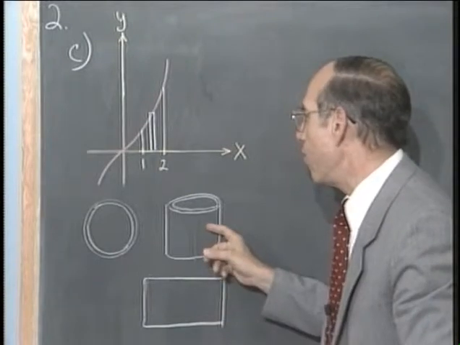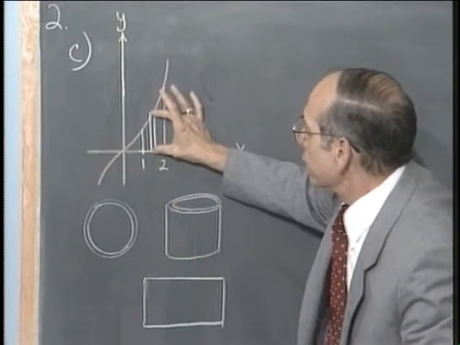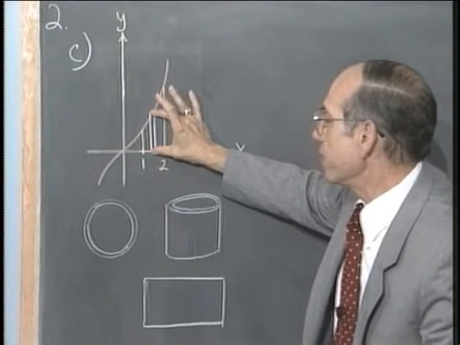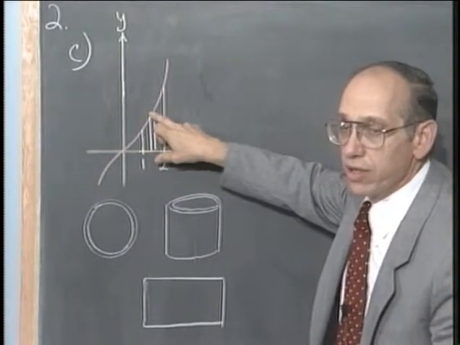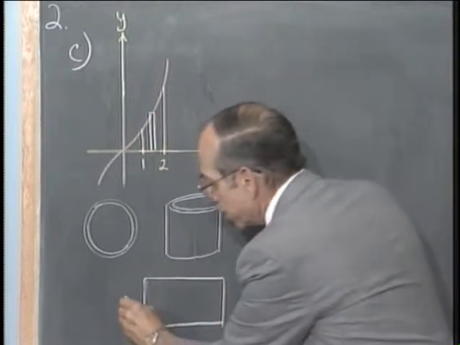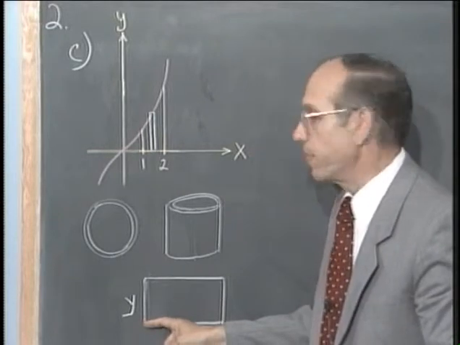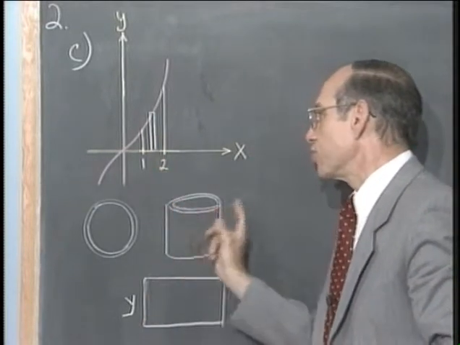Okay? How high is the cylinder? Well, if we go up to our graph, we see that the height of the cylinder is the distance from the x-axis up to the curve. And that distance is y. So on this little rectangle, this distance is y. Now, how far is it around the cylinder?